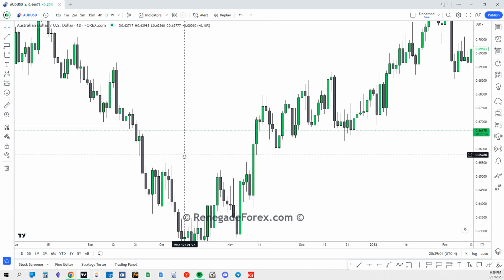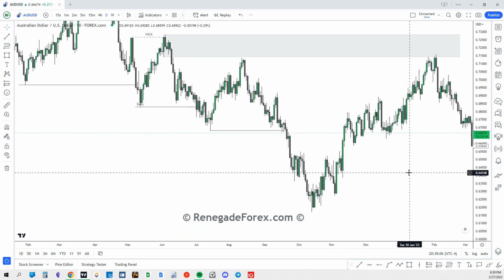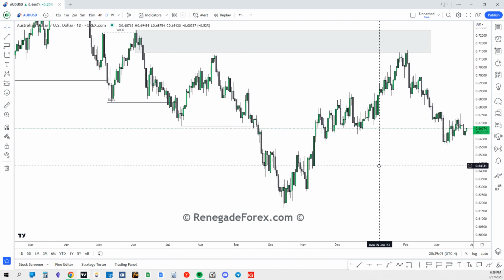So yeah, that's basically how liquidity works. It's not any more complicated than that, and it doesn't need to be any more complicated than what we've talked about so far. Hopefully that makes sense, and we'll see you in the next section of the course.